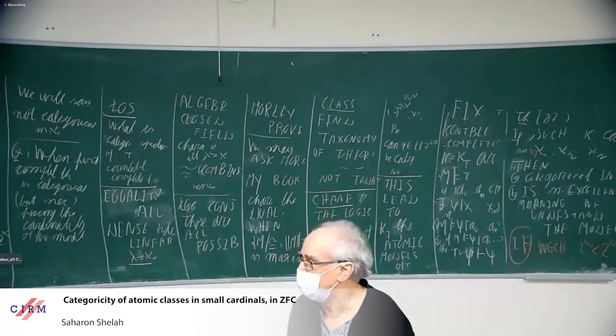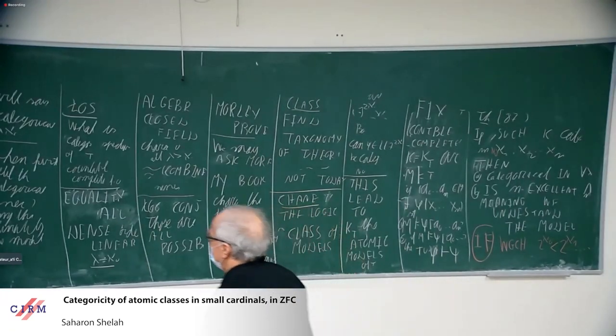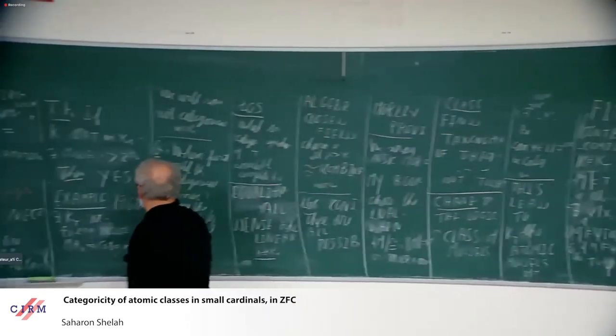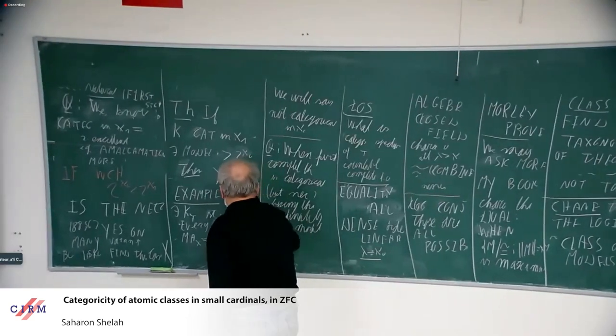What did you write with every model? Every model is of cardinality. Just I cannot read.